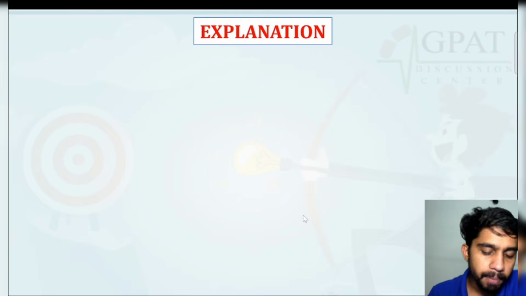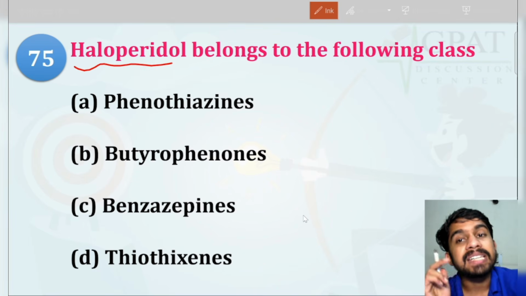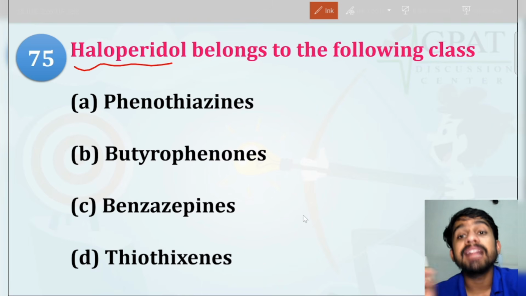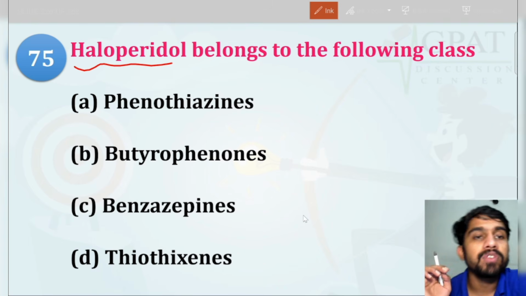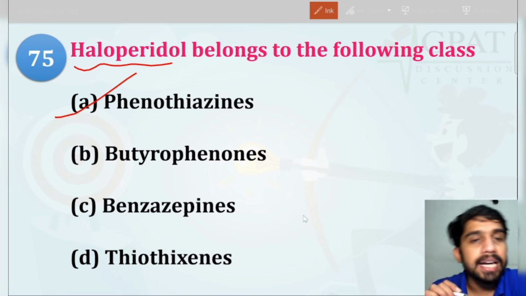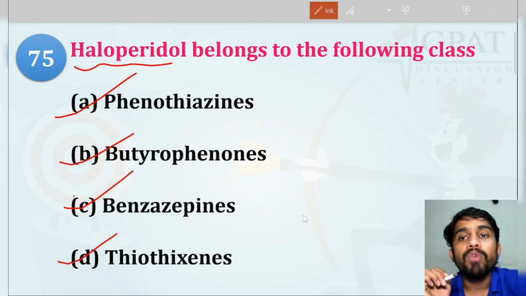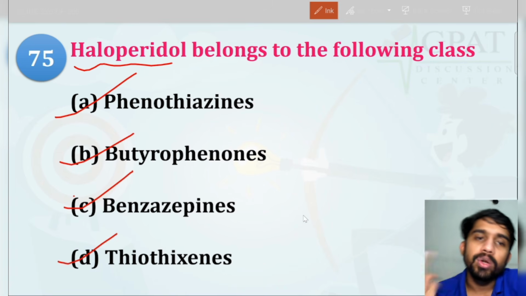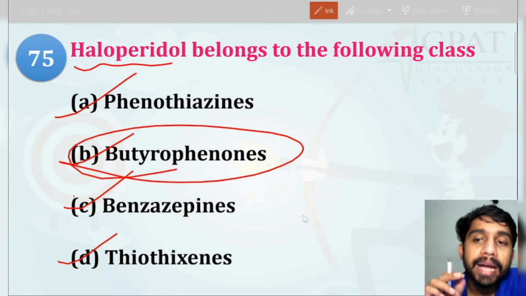Next question, question number 75. Haloperidol belongs to which of the following class? Again, simple classification, nothing much. The first option is phenothiazine. The second option is butyrophenones. The third option is benzapins, and the fourth option is thioxanthene. So Haloperidol simply belongs to which class? It belongs to butyrophenones. Butyrophenones include haloperidol, droperidol, and benperidol.